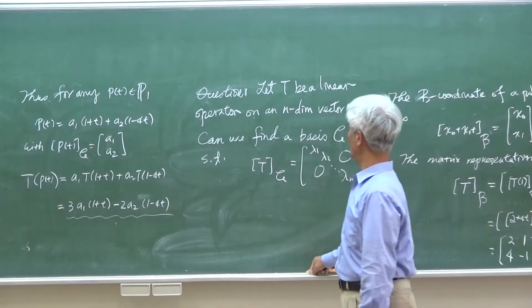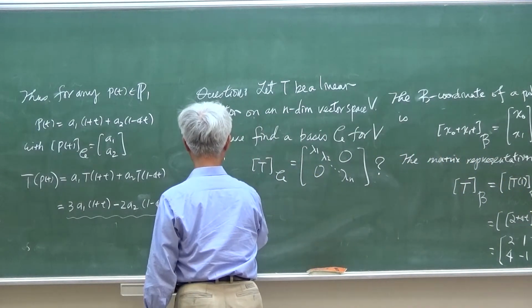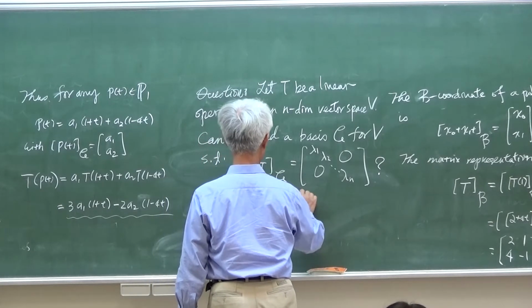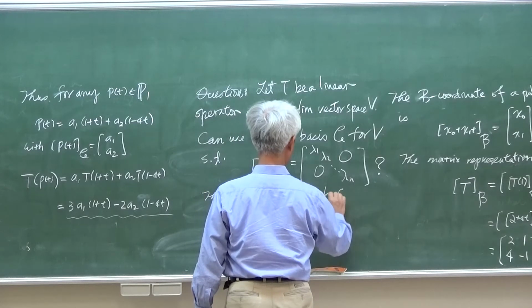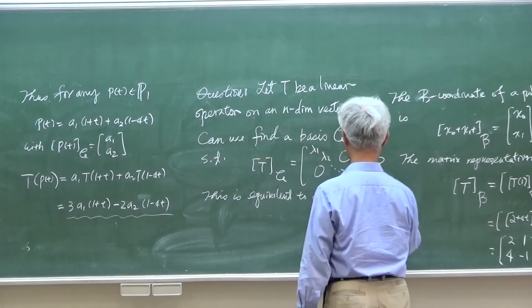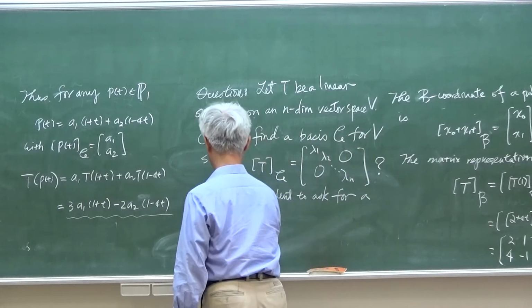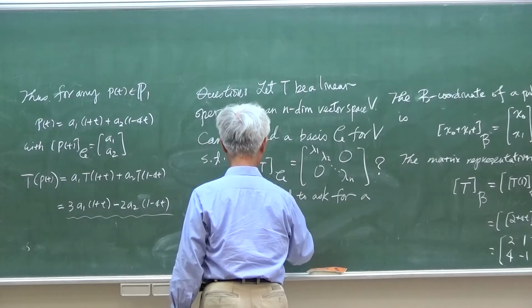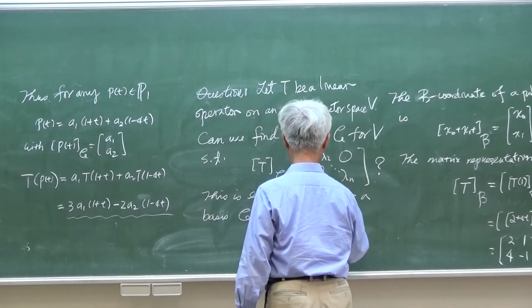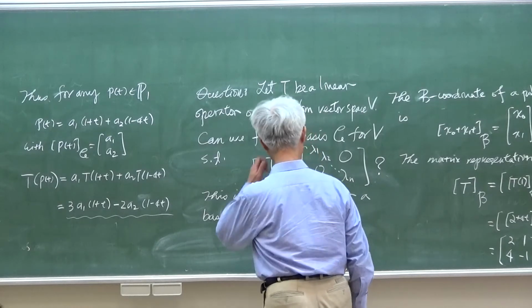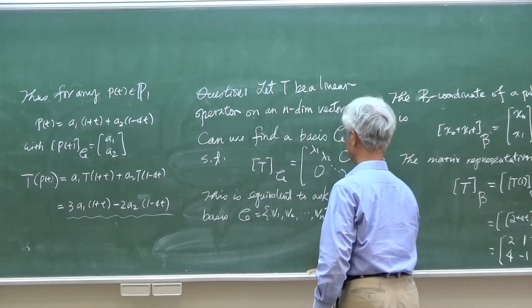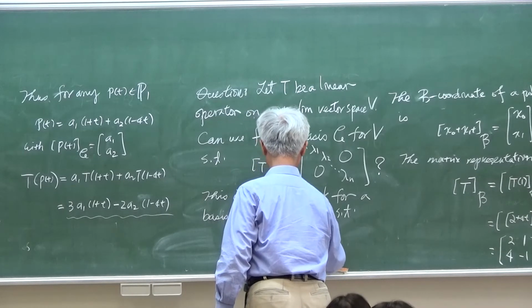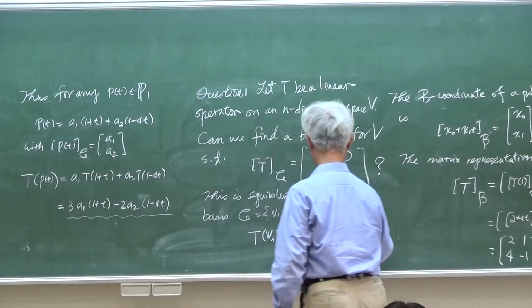Okay? So this is equivalent to asking for a basis equal to v1, v2, up to vn, right? Such that T of vi is equal to lambda i times vi for all i.